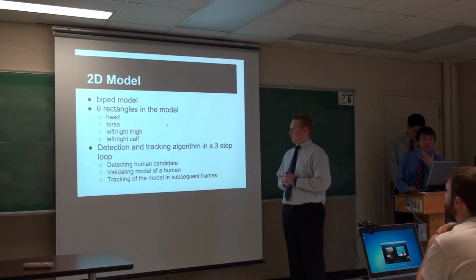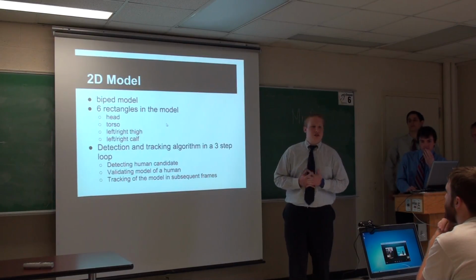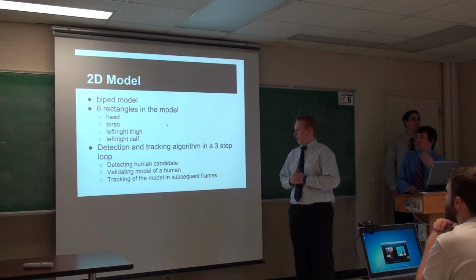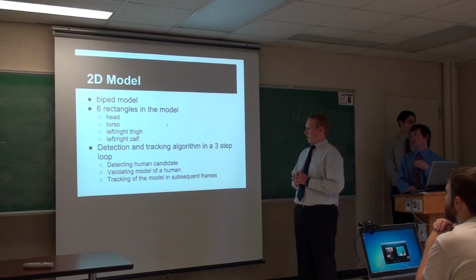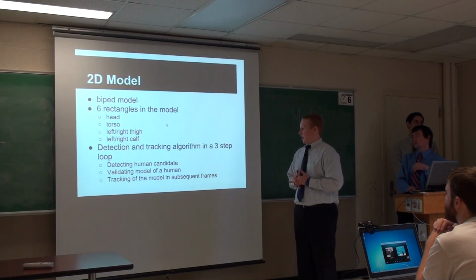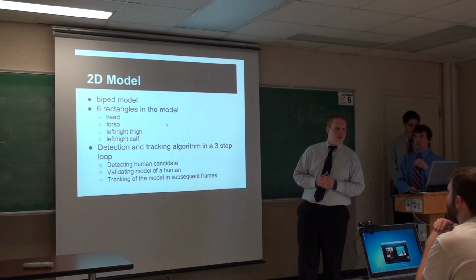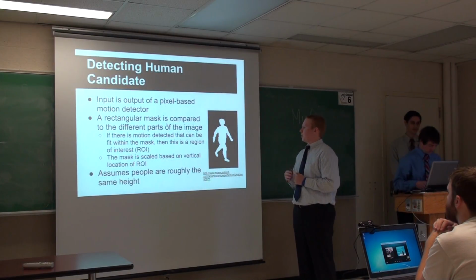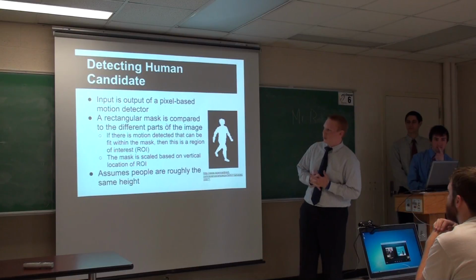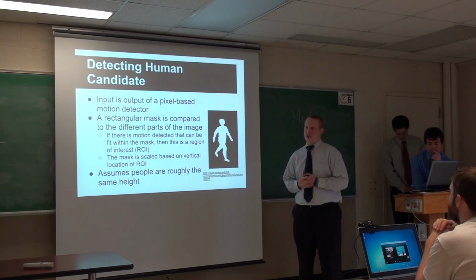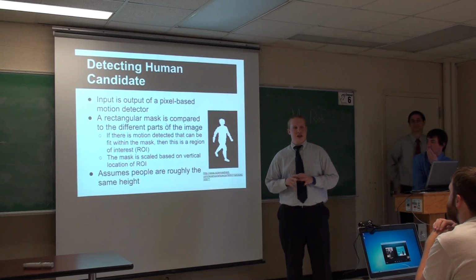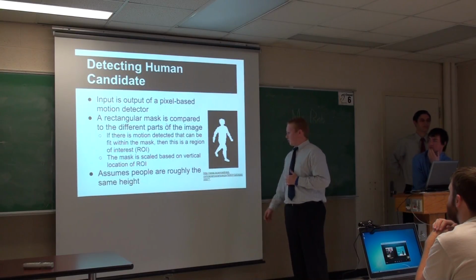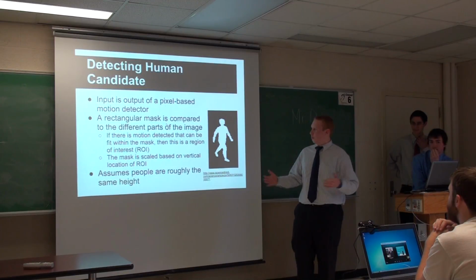And all it's going to be doing is running an algorithm that does 3 things in a loop. First, it has to detect human candidates, and these may or may not actually be humans, but it's just things that are moving. Second, we have to validate. And third, we have to track that it is a human in subsequent frames. First part, the input to this is actually the output of a pixel-based motion detector, and that is going to be with non-motion subtracted out. So this man right here is moving and his surroundings are blacked out.